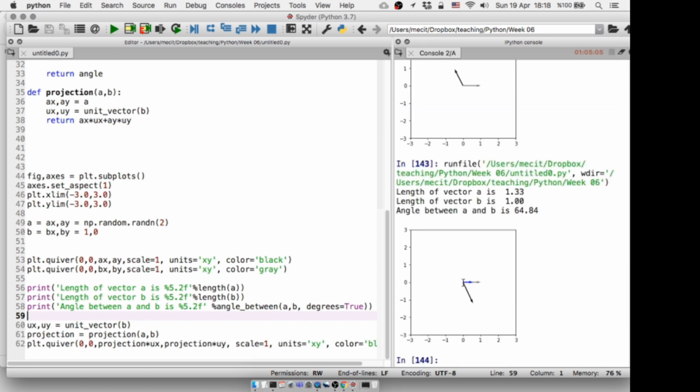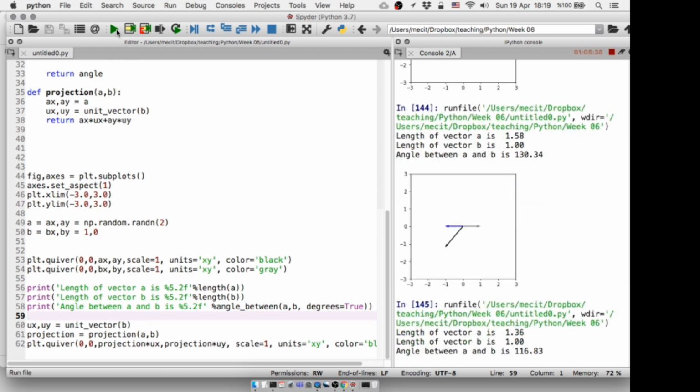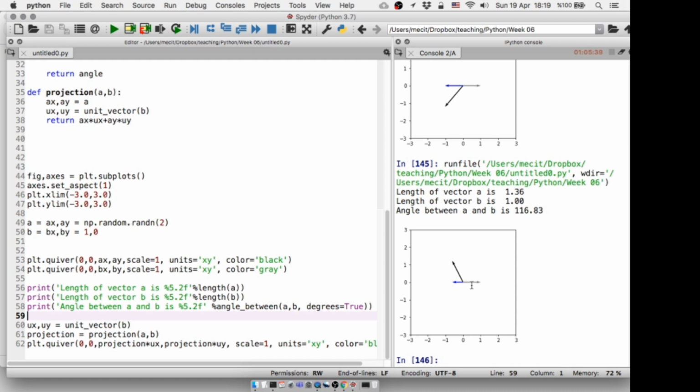Okay, here is my A vector. And then this is the unit vector, and the blue vector is the projection of A along the unit vector. Let's run it. So here is my original vector A. Because there is a greater angle than 90 degrees here, the projection is in the opposite direction to my unit vector. Run it again. Okay, the same. The angle is greater, so the projection is in the opposite direction.